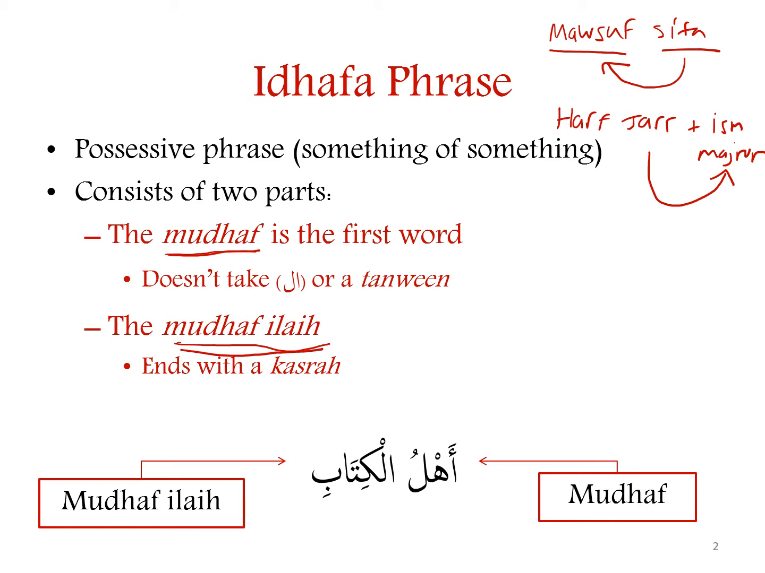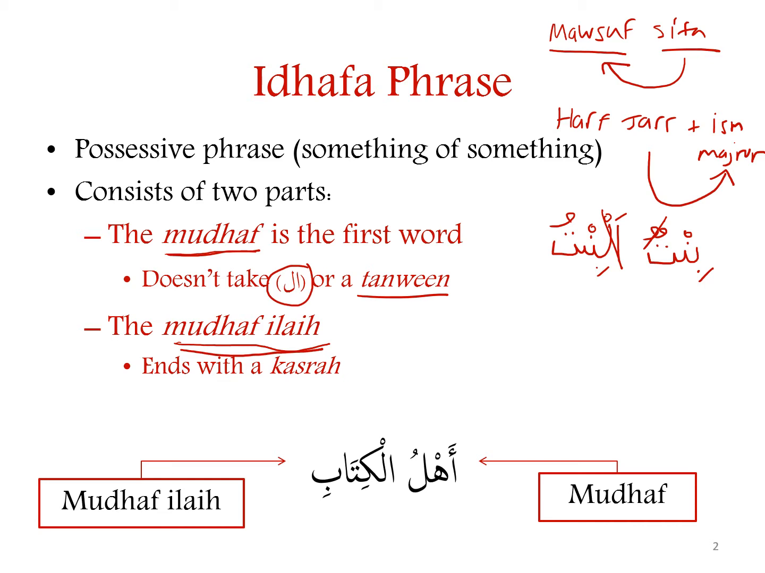So the mudaf is the first word, it doesn't take an alif lam or a tanween. Now generally when we look at a word, for example, let's say bint, because there's no alif lam here, we would have had to put a tanween, bintun. If we had an alif lam, let's say al-bint, now in this case, we would not put a tanween. However, with the mudaf, it doesn't take an alif lam or a tanween. Now generally we don't see that in nouns when they're by themselves.